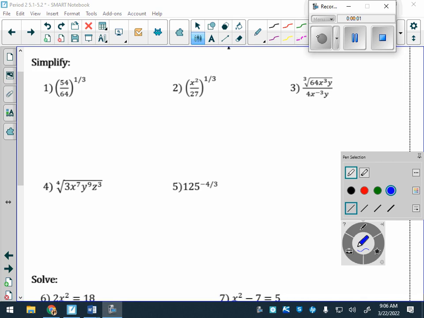I know some of you are still finishing, okay? The first part is just simplifying what we've been working with, and then the second part is solving, because that's what we're getting into today.